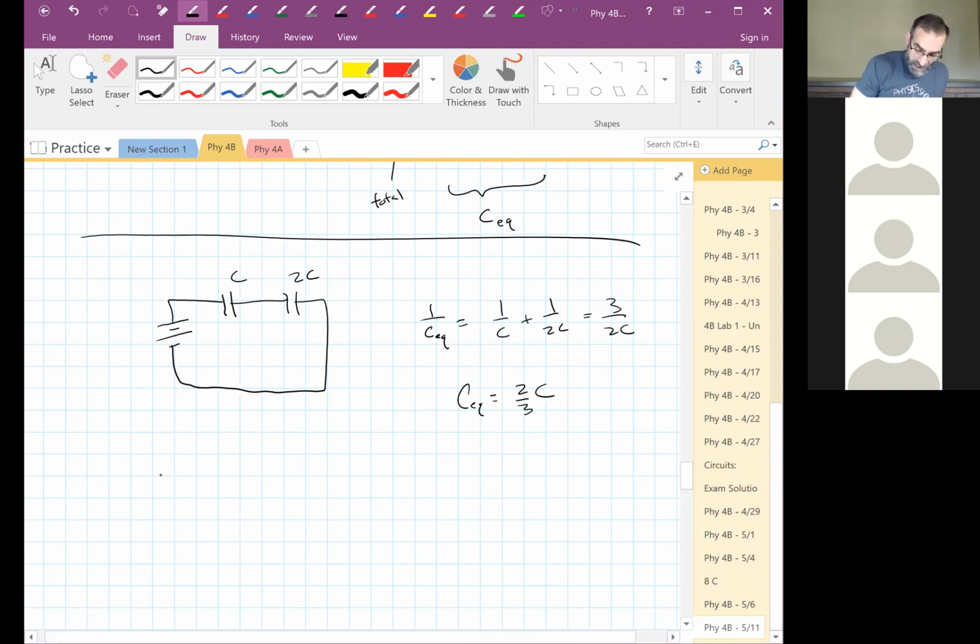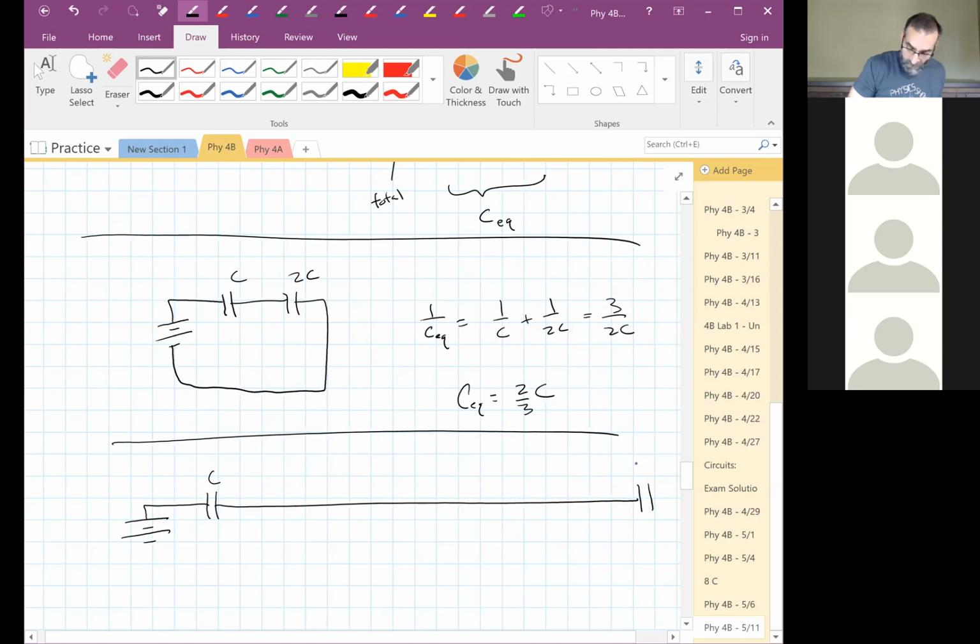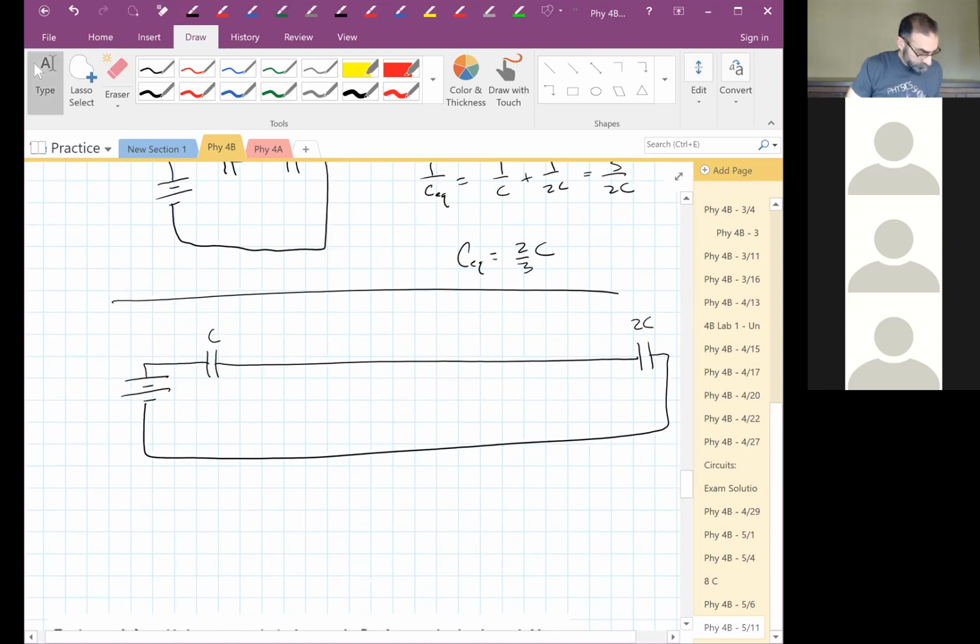And of course, what happens if I do this? Nothing happens, right? Because these wires in our circuit diagrams are all zero resistance wires. It doesn't matter how long they are, how many bends they take. It doesn't matter. All right, and this one.